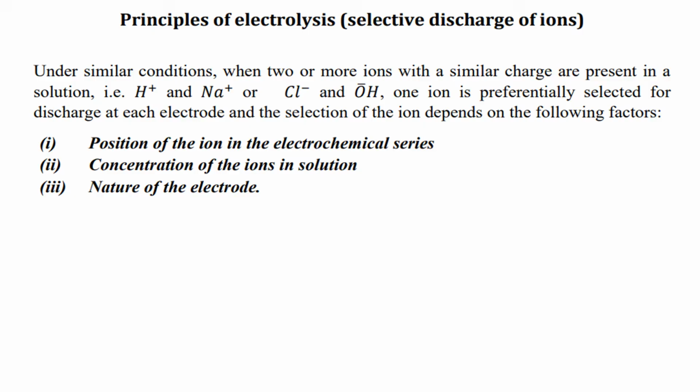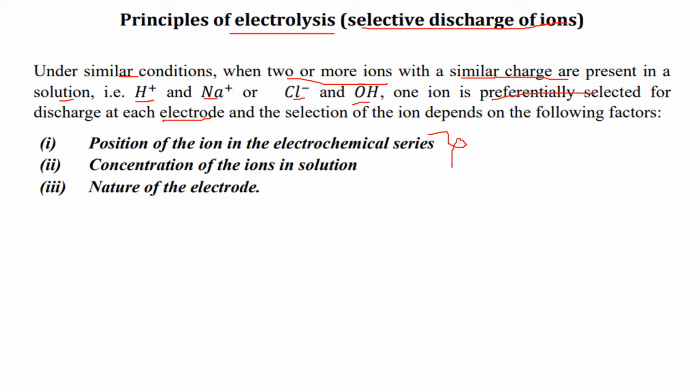Now let's look at some of the principles that are going to be involved under this topic of electrolysis, or what we call the selective discharge of ions, the cations together with the anions at the specific electrodes. So we're going to say that under similar conditions, when two or more ions, anions together with cations with a similar charge, are going to be present in solution, for instance the protons, sodium ions, or chlorides and hydroxide ions, one of them is going to be preferably selected for discharge as compared to the other present at the electrode, and the selection is going to depend on the following factors.